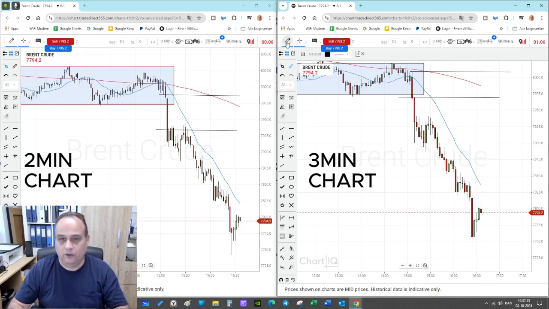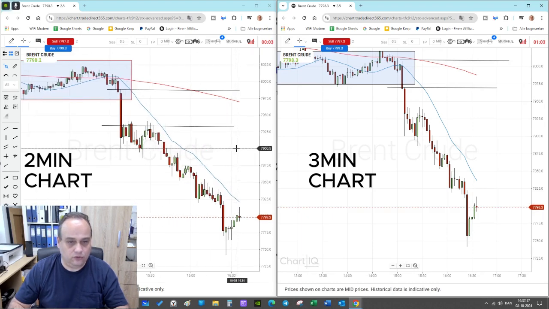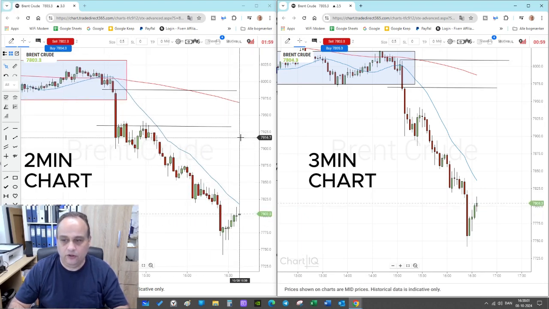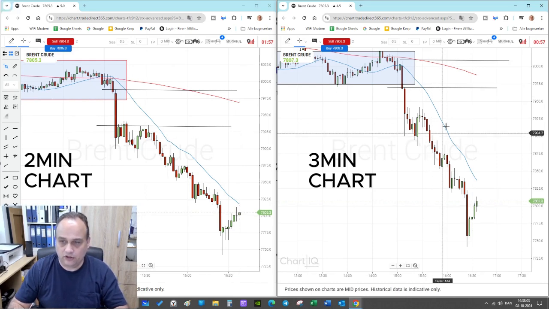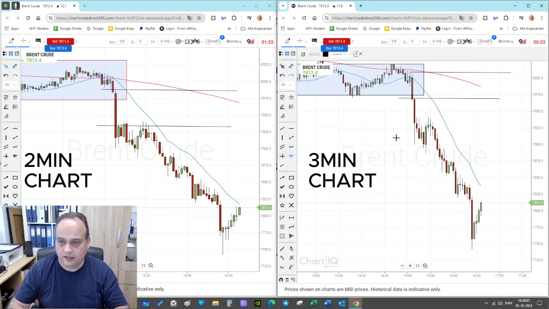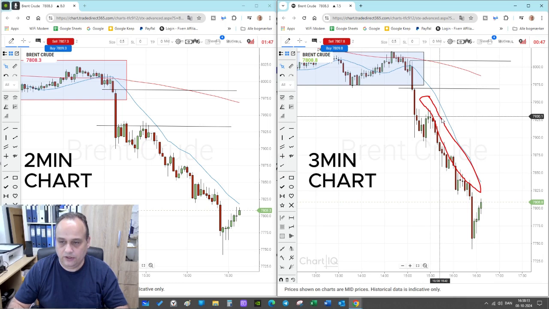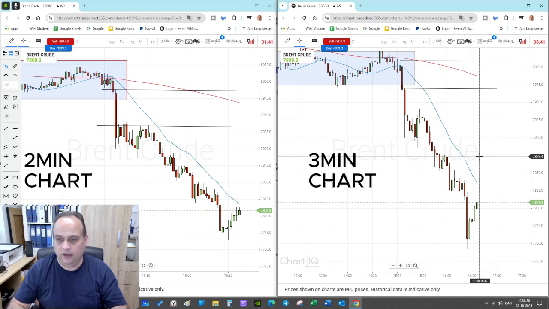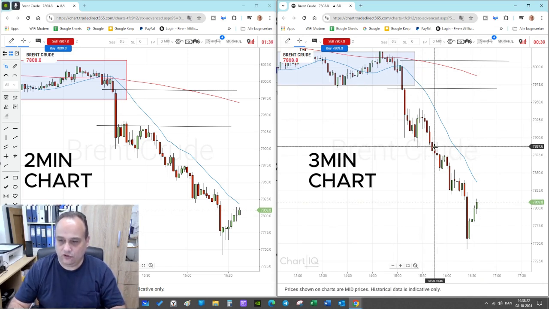Number 2, when you have these two 2-minute and 3-minute charts next to each other, you can on both of them, but especially on the 3-minute, see that there's a lot of air in between the price and the 20 moving average. And as long as there's good air in between the moving average and the price, that means that the trend is going to continue. So now the remaining question will be, when do I actually add a short to this?